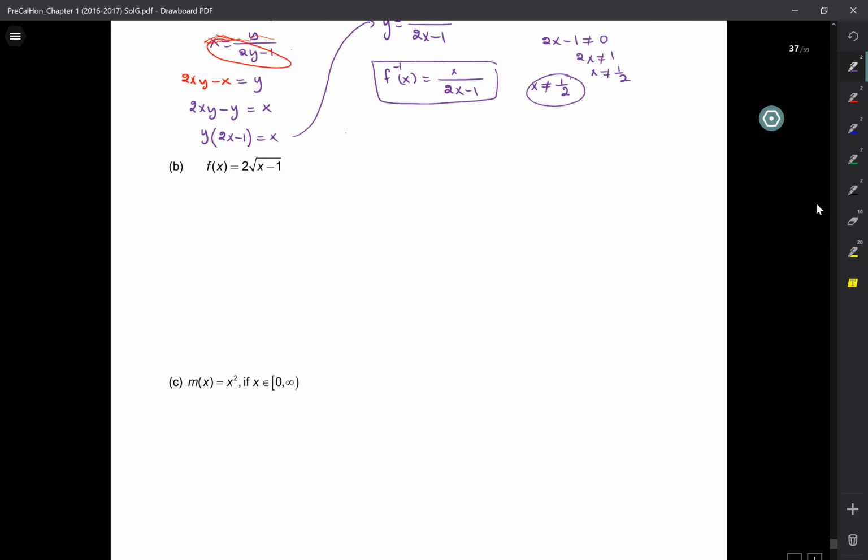All right, so let's do another one. Now this, I don't think I need to graph this one. This is a square root function, and we know that all square root functions will pass the horizontal line test. So we rewrite this as y equals 2 root x minus 1.